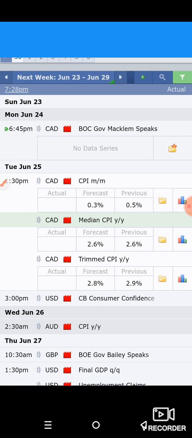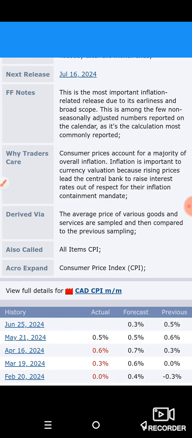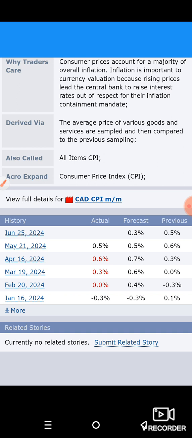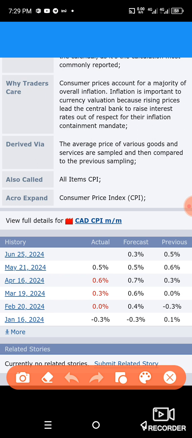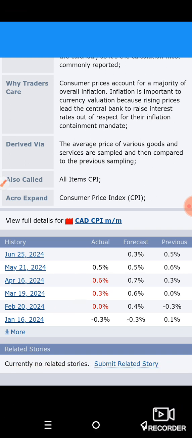Let us use this Canada CPI as an example. It's coming on Tuesday, 25 June. Now, by this calendar, this CPI has happened before. The last event happened on May 21. This is it, May 21. Now, in this card, we see that actual is 0.5, forecast is 0.5, while previous is 0.5.